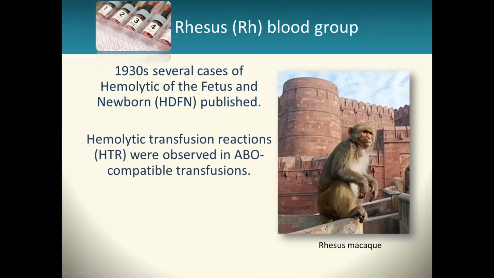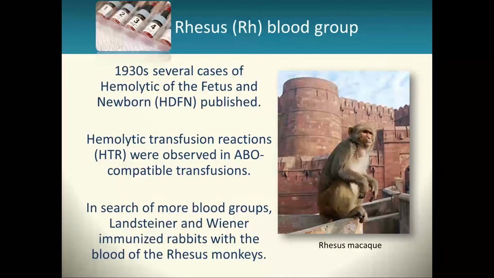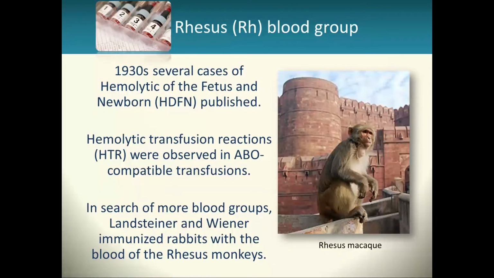Around the same time, 2 other scientists, Carl Landsteiner, who discovered the ABO blood group in the early 20th century, and his colleague Alexander Wiener, were on the hunt to discover additional blood groups, and were immunizing rabbits and guinea pigs with the blood from the Rhesus macaque. It was presumed at the time that non-human primate blood contained the same or similar enough antigens to human blood.